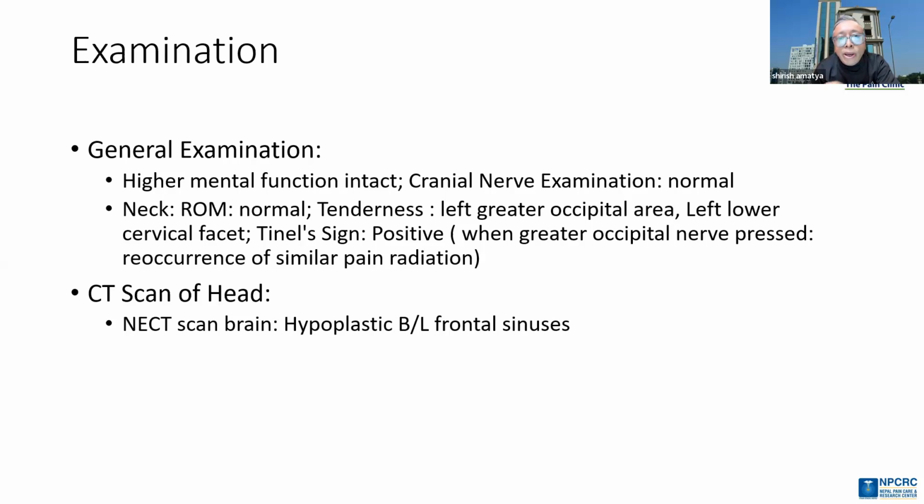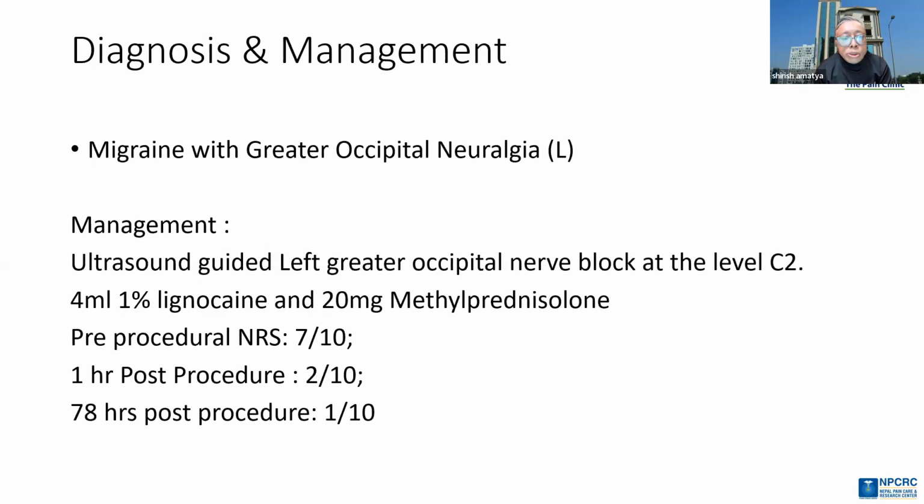He had radiating pain which started from the back and radiated up to the left occipital area. On examination also, it is very clear that if you compress the greater occipital nerve, he has a similar type of radiating pain. So I told him that it can be due to greater occipital neuralgia. On the same day, we did an ultrasound-guided left greater occipital nerve block at the level of C2 with 4 ml of drug: 1% lignocaine and 20 milligrams of methylprednisolone.